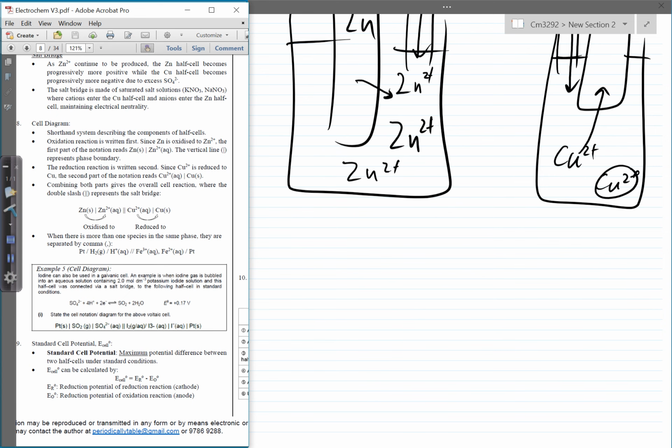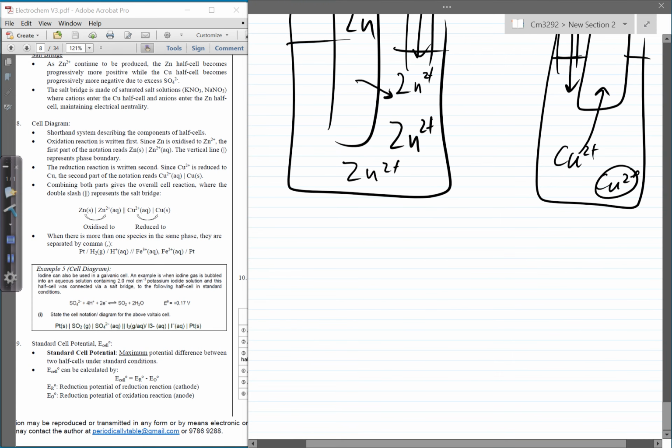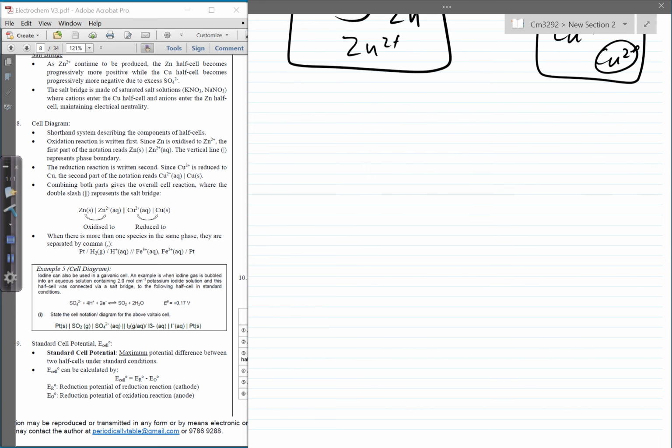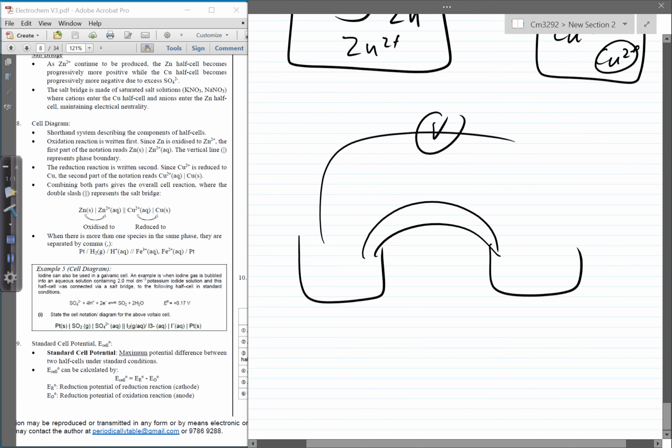So next kind is your standard cell potential, which is your E cell. The definition is the maximum potential difference between two half cells under standard conditions. Now, why do I underline the word maximum? If you have two half cells, and then you measure the setup already, and then you measure the voltage, you will get the maximum at the start, and slowly it will decrease.